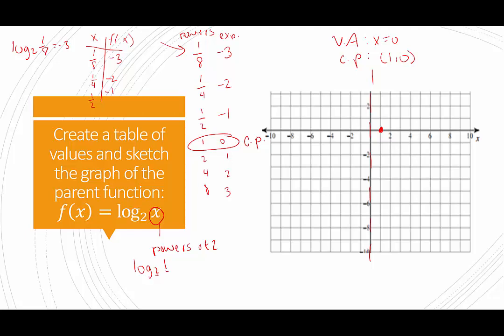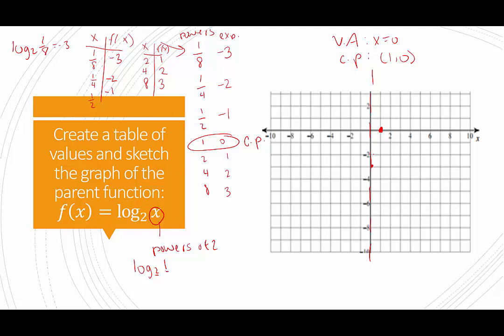Now, what about to the right of the critical point? Again, we want to choose powers that we know how to evaluate. So that's when I would use 2, 4, and 8. 2 to what power gives me 2? That would be 1. 2 to what power gives me 4? That would be 2. 2 to what power gives me 8? That would be 3.